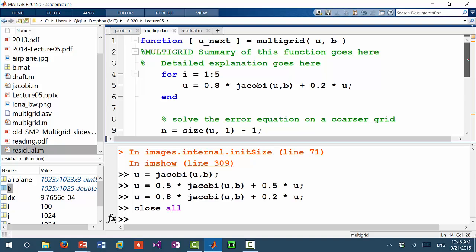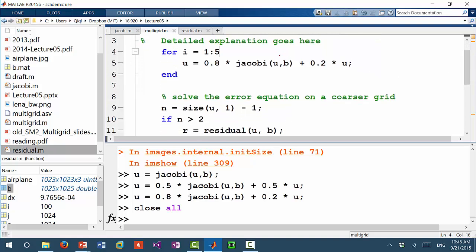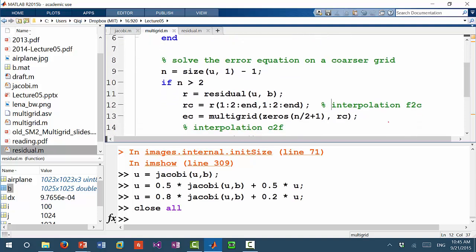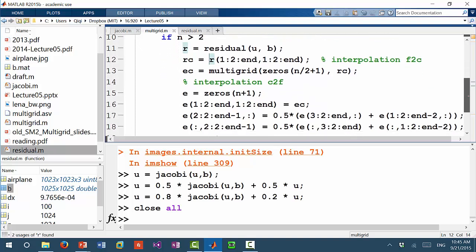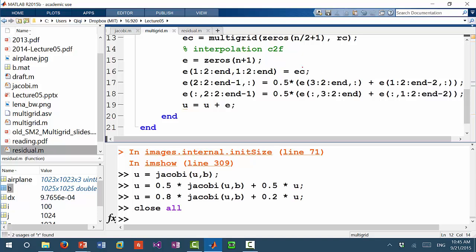Because if this is not enough and you still have some oscillatory components in the solution error, think of what this interpolation is going to do. It's not going to do a great job. Taking this, for example, interpolation from fine to coarse, if this R is very oscillatory, then just taking these values is going to get you a pretty bad approximation of this R, and as a result, garbage in, garbage out, you get a pretty bad approximation of the E.